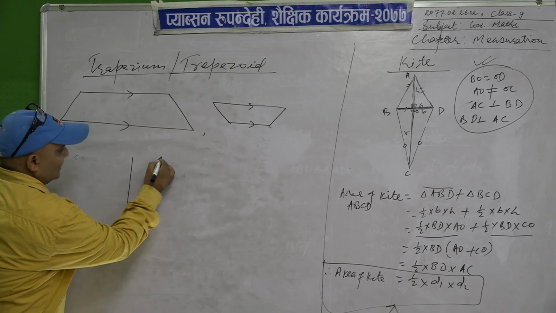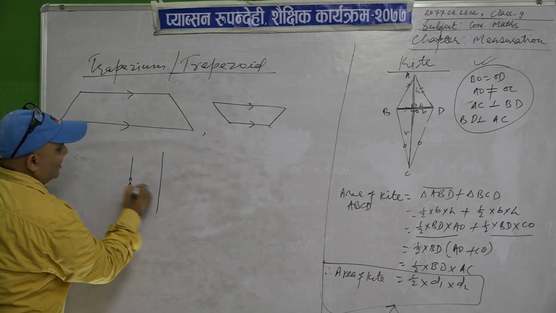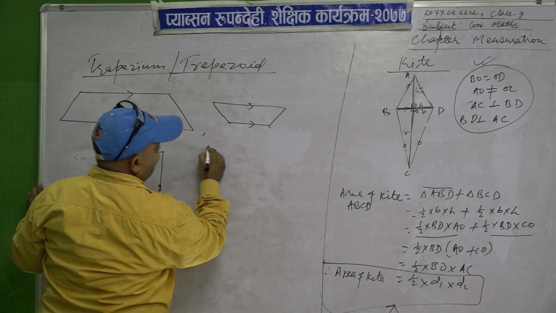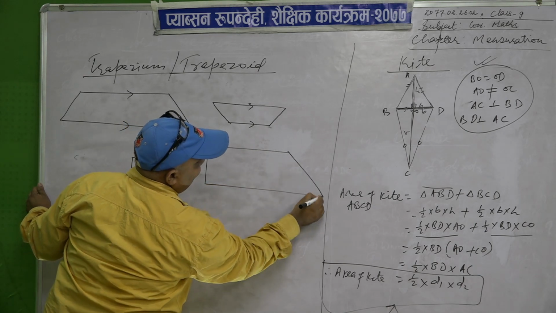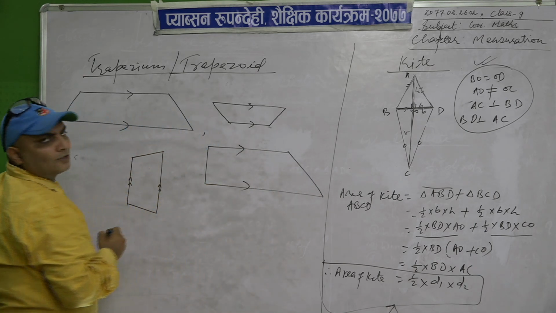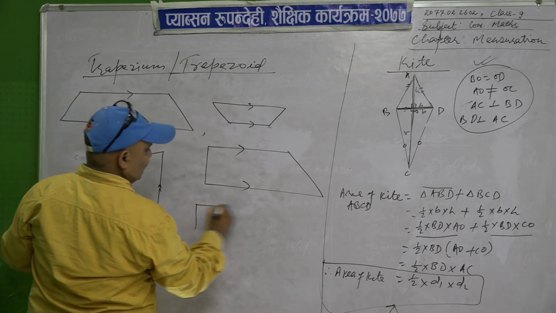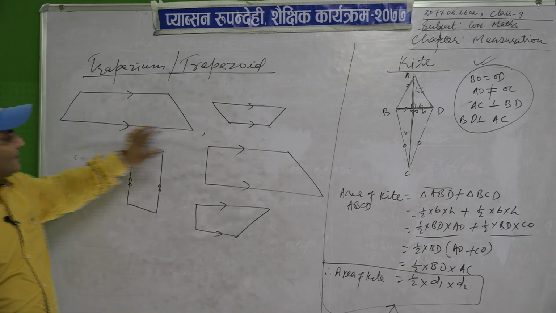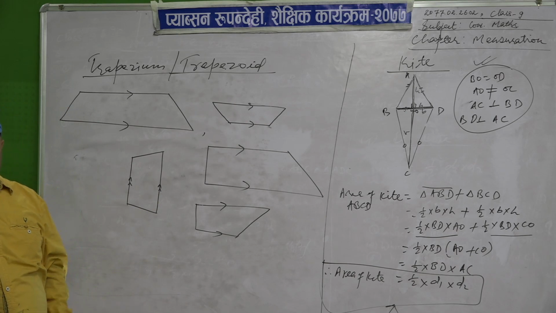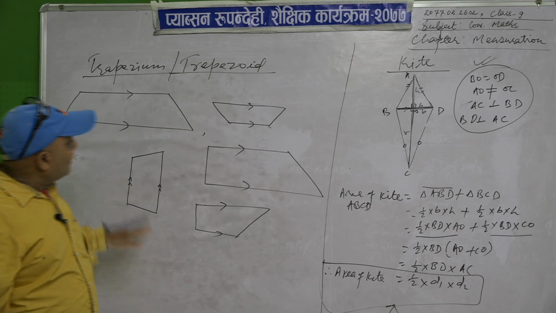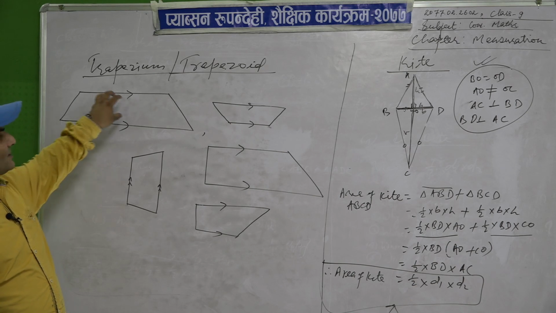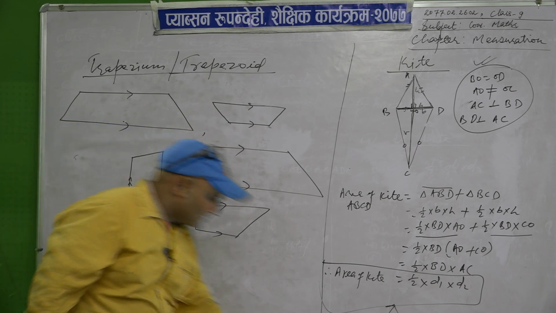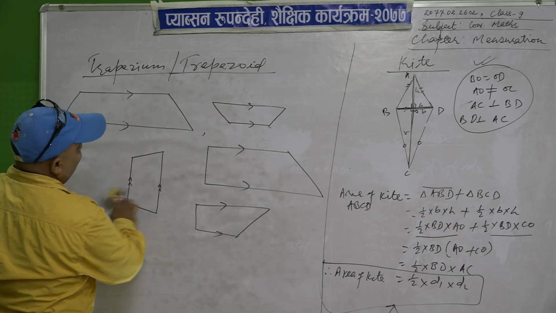Take another example. If these two are parallel, then this is a trapezium. If these two are parallel, then this is also a trapezium. These are the examples of a trapezium. Fine. Now we are going to find the area of this trapezium, whichever trapezium. So we take first, we can take any one.